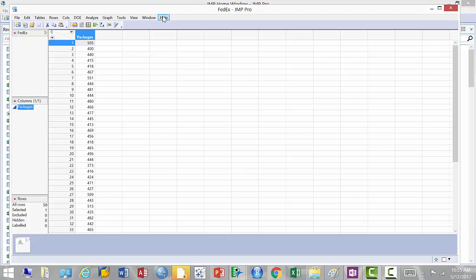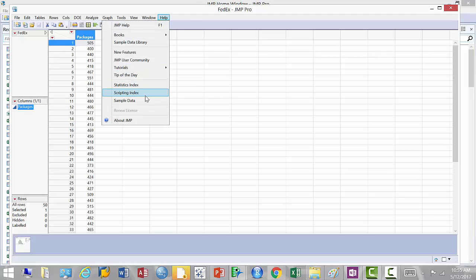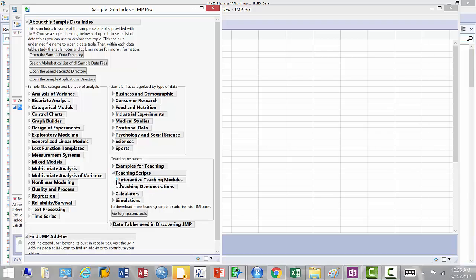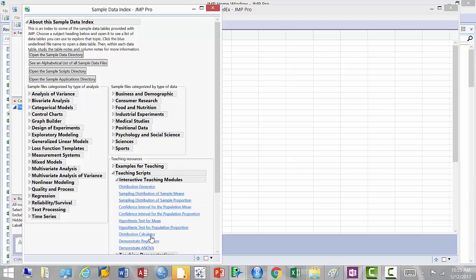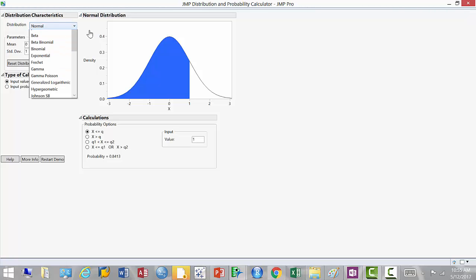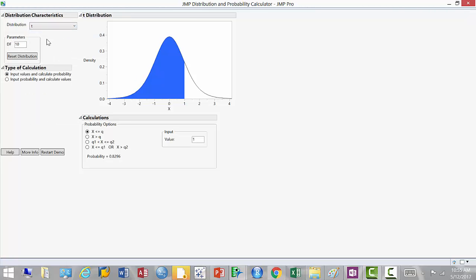So for that, we need to use the distribution calculator. So go to Help and Sample Data. And over here, we need to go into Teaching Scripts, Interactive Teaching Modules, and Distribution Calculator. So that's not the normal distribution that I need to use, right? But in the list, I have to choose the t distribution, Student's distribution. Parameters, df stands for degrees of freedom, and that should be 50 minus 1, that is 49, right? And I'm looking in the right tail, x greater than q.